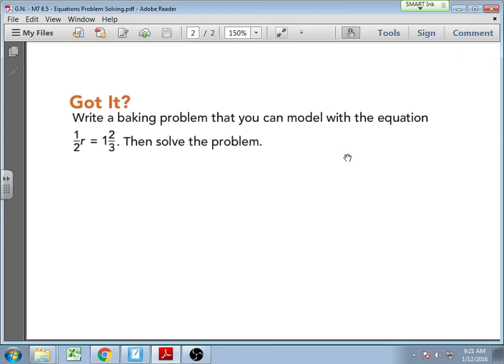So you guys should be, even if you can't think up a problem, go ahead and solve this. But those of you who are creative should be able to think up a situation that would represent this. Half of R, half times R, is equal to 1 2/3. Half times the R is equal to 1 2/3. What do we do on both sides to get the R by itself? What could the R represent? Come on.